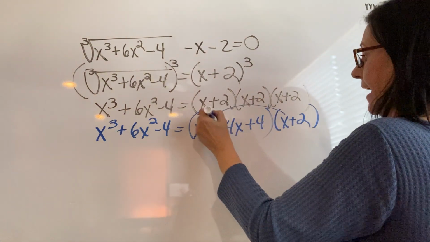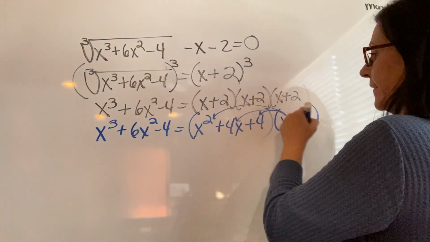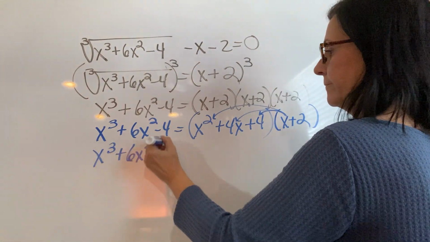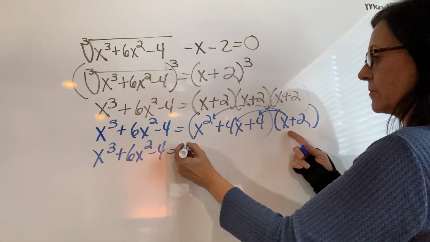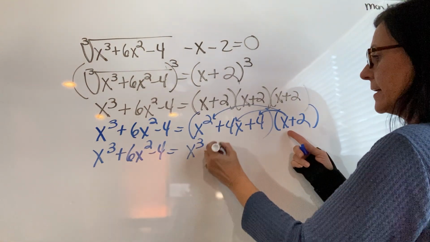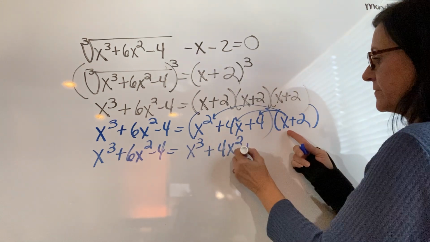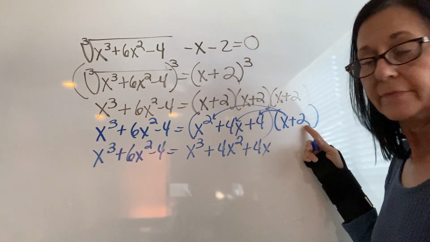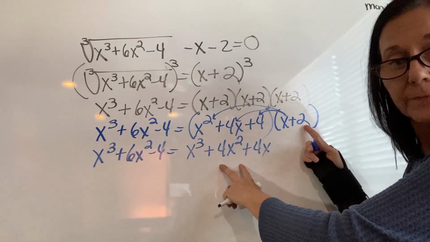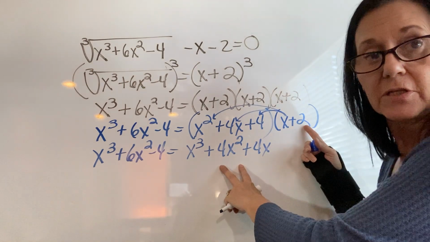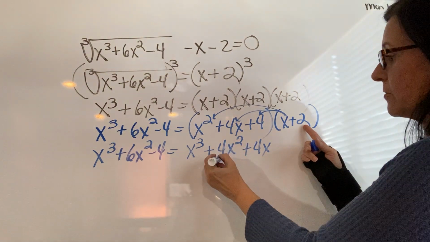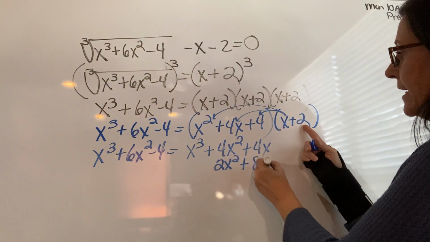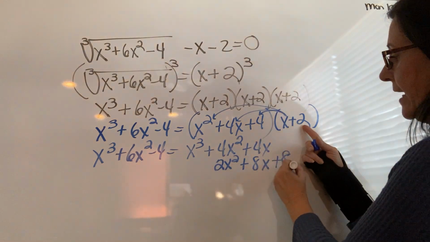Now I'm going to distribute x to each term, and then I'll distribute the 2. x times x squared is x cubed. x times 4x, 4x squared. x times 4, 4x. Now I'm going to multiply 2 by every term. When I multiply this next time, I'm going to write under like terms so it's easier to add. 2 times x squared is positive 2x squared. 2 times 4x, 8x, and 2 times 4 is 8.